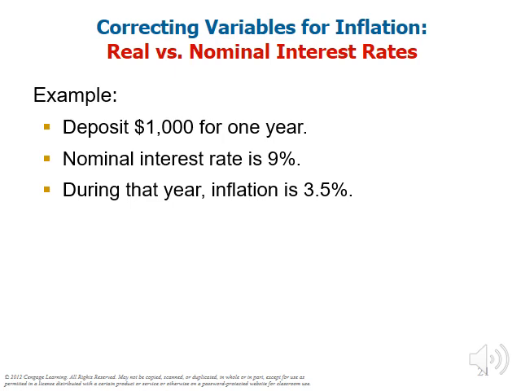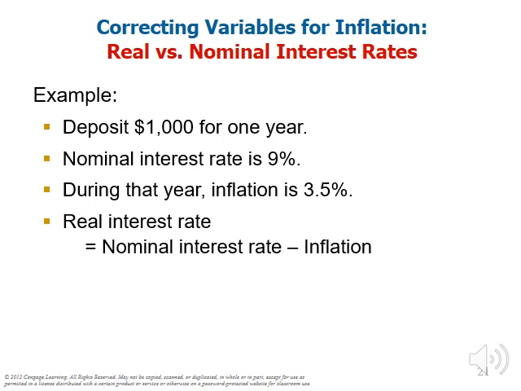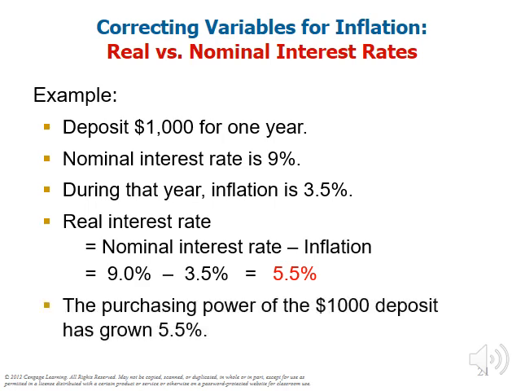In order to calculate this, we have to calculate the real interest rate. The real interest rate is the nominal rate minus inflation. Our nominal rate of interest was 9%, the rate of inflation 3.5%. Your money is growing at 9%, but its purchasing power is being eroded at 3.5%. On net, the real rate of growth of your money is 5.5%. The purchasing power of the $1,000 deposit will grow by 5.5%.